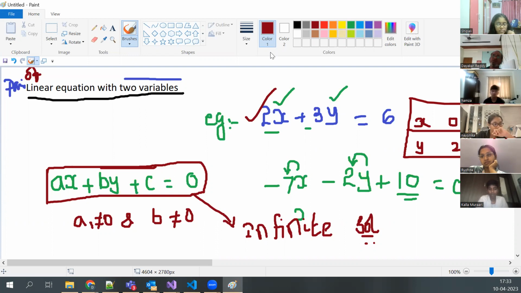So if somebody asks, there is a linear equation with two variables. How many solutions does the equation contain? Infinite. Infinite solutions.